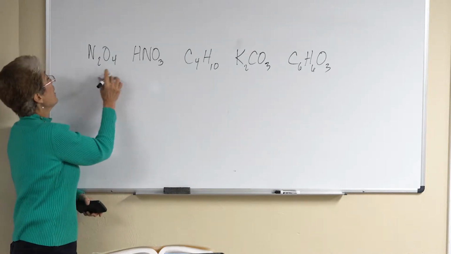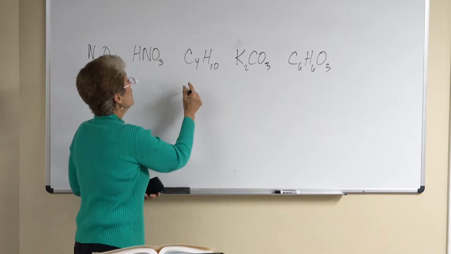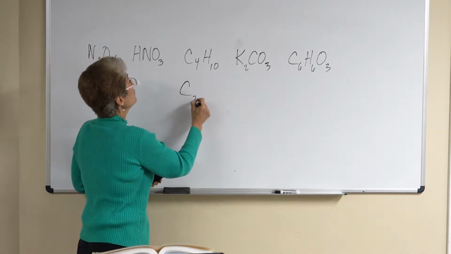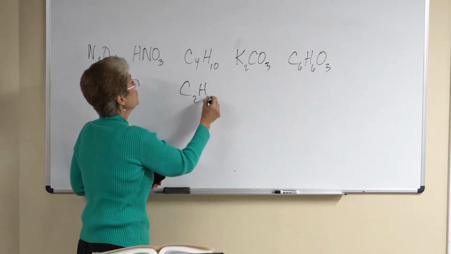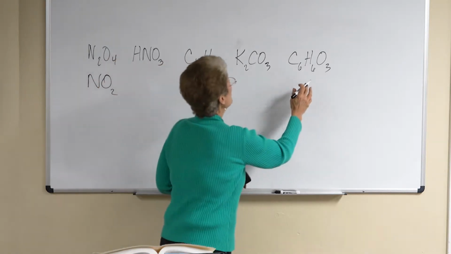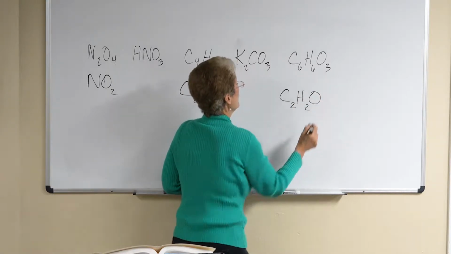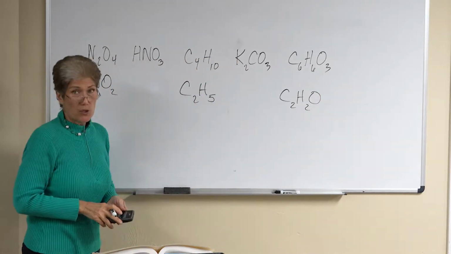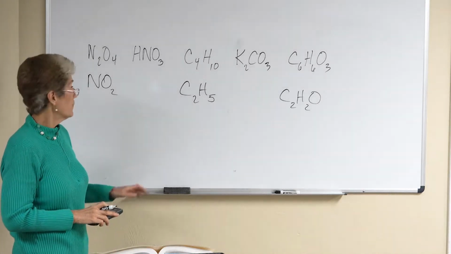So this one we would divide through by 2, so it would be NO2. That one's empirical. This one you could divide through by 2, so it would be C2H5. And then this one you can divide through by 3. And so those would be the empirical formulas for those particular molecular formulas that are represented there.